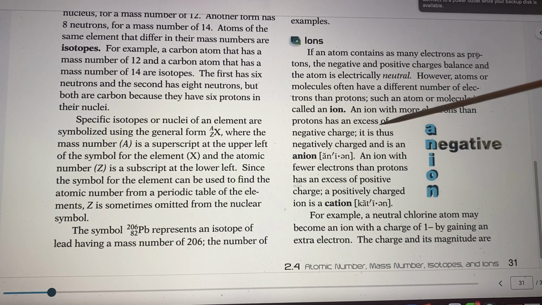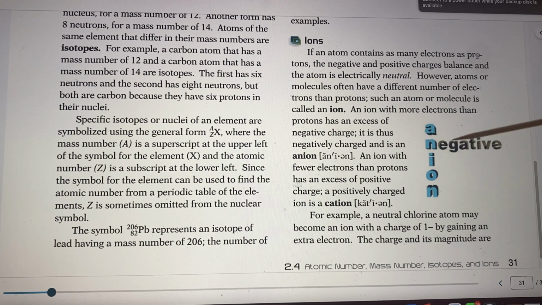Now we're going to talk about ions. So what's an ion? Well, an ion is a charged particle. It is an atom that has a differing number of electrons. So the atom has a charge on it. It can either be a negative charge or it can be a positive charge.